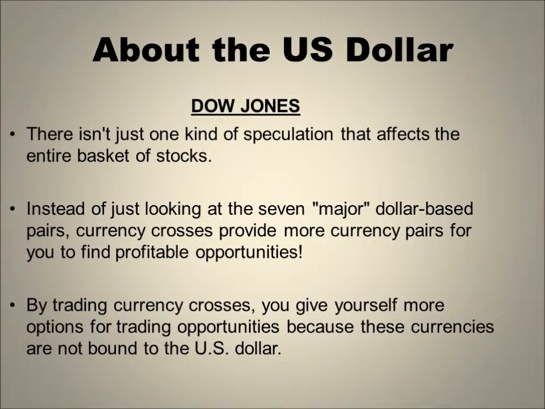Now, instead of looking at the 7 major dollar-based currency pairs, currency crosses provide more currency pairs for you to find more opportunities. So what this means is, before we looked at the British pound US dollar pair, and then we looked at the US dollar Japanese yen pair. Those are 2 pairs. By creating a 3rd pair, that means we have more opportunities to get involved in the market.